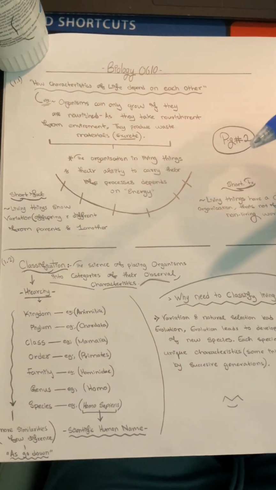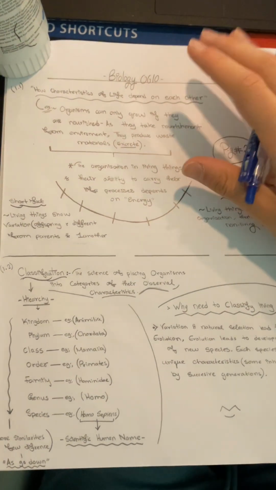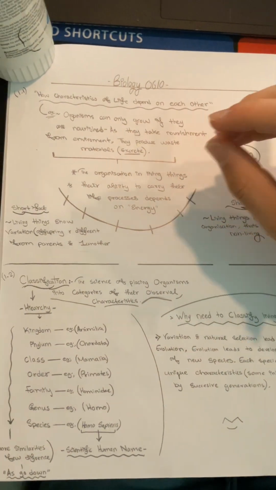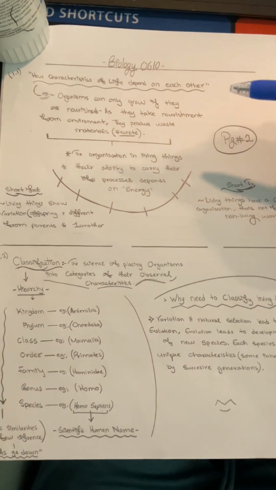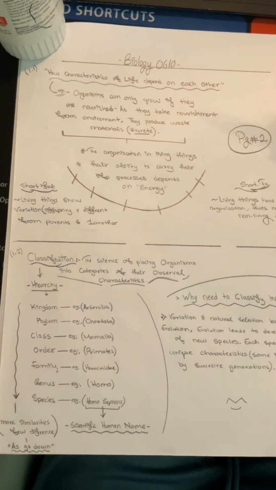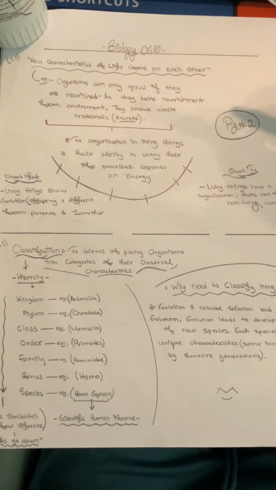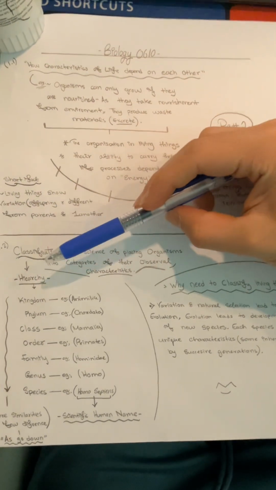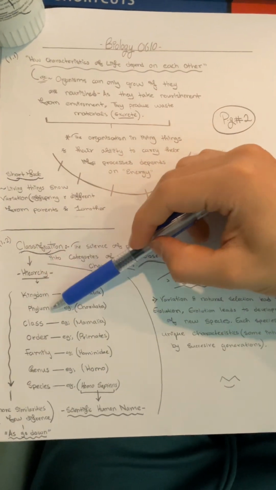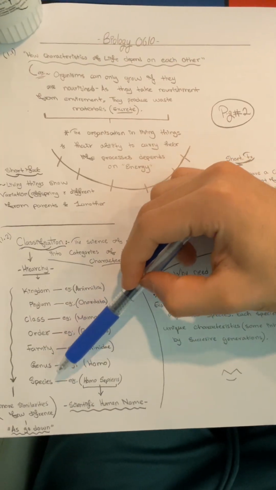Alright, classification. Classification is the science of placing organisms into categories based on their observable characteristics. We have a hierarchy of classification. I know there is domain, but it is not in our syllabus, so we're going to start from kingdom to species: kingdom, phylum, class, order, family, genus, species.